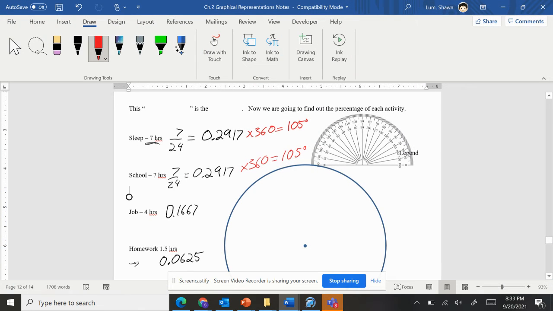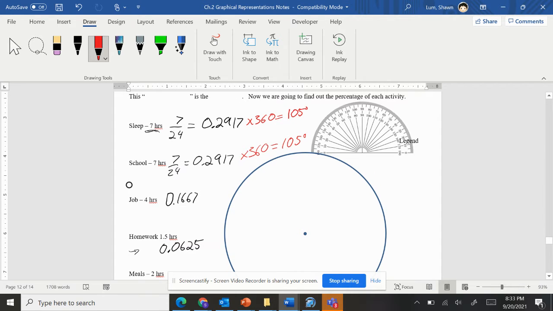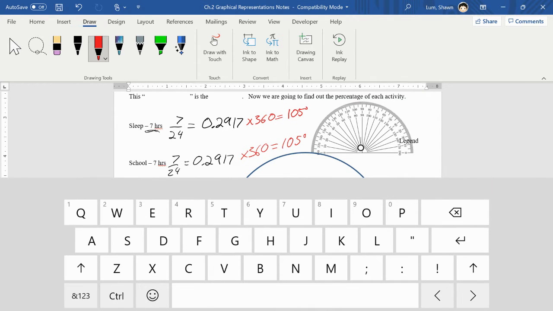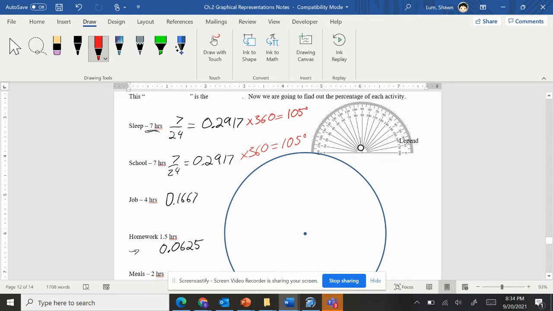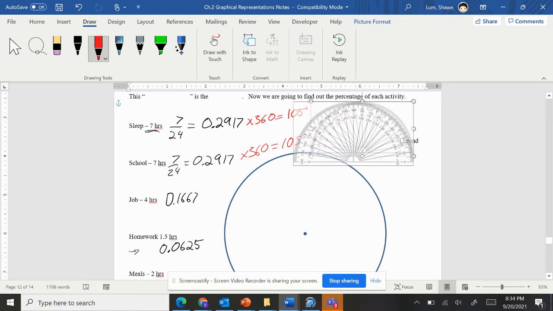Okay, let me get here. So hopefully you figured out all of these different numbers right here. And now what we're going to do is figure out how to graph a circle graph. So I'm just going to do some of them, and we'll see how that works.